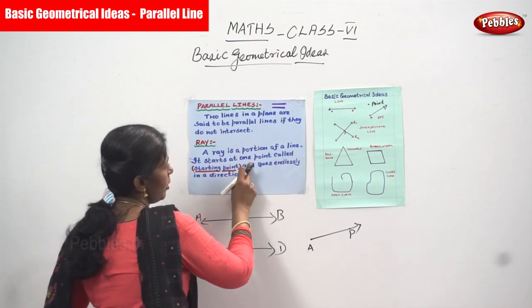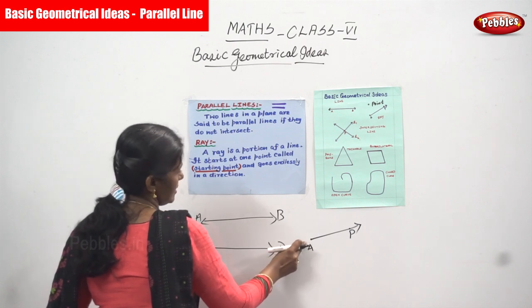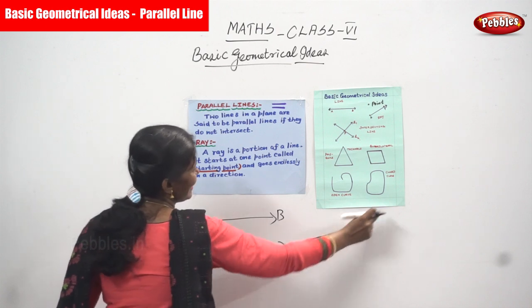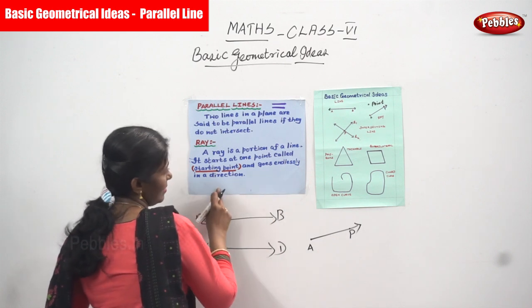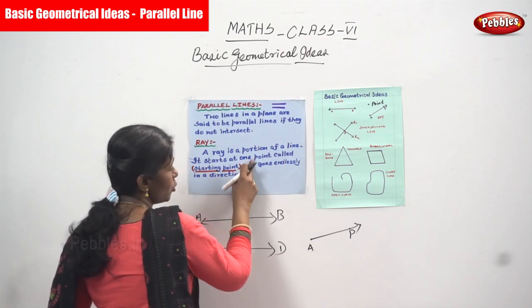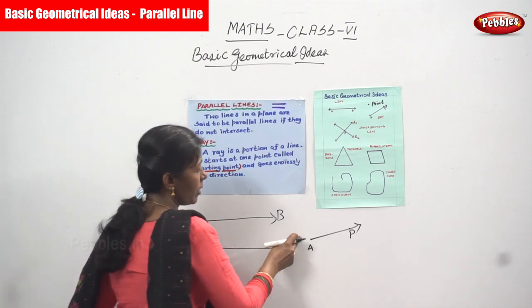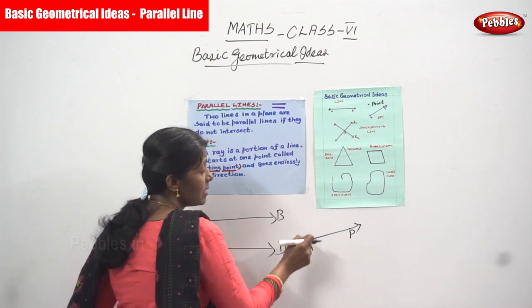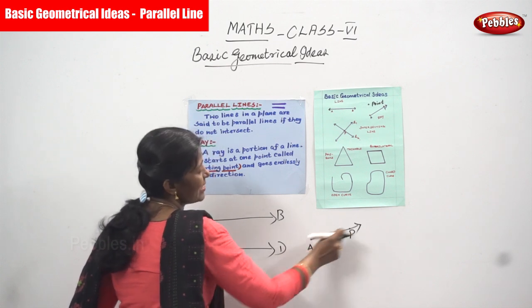A ray is a portion of a line. It starts at one point, called A, and this is called the starting point, and it goes endlessly. It keeps going in a particular direction. It is called a ray. Repeating once again, a ray is a portion of a line, and it starts at one end point, that point called A, and it goes endlessly.